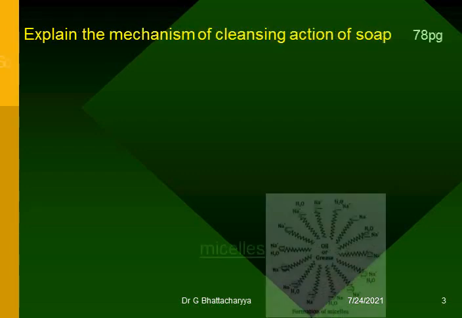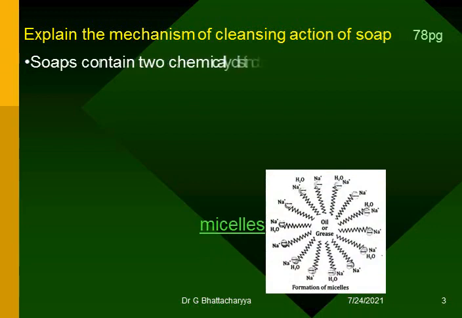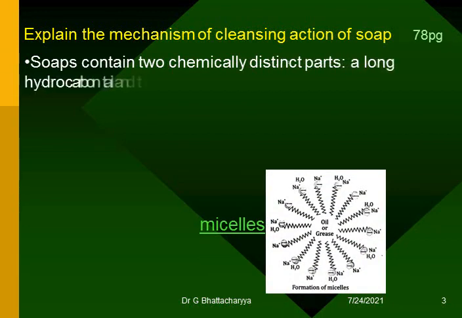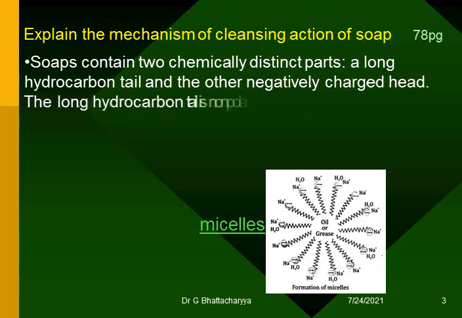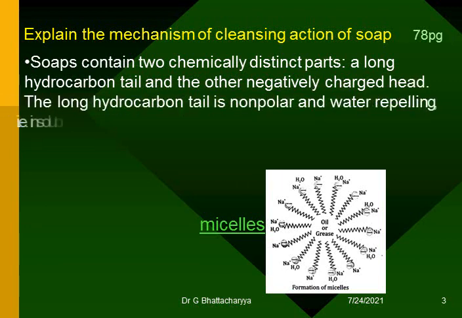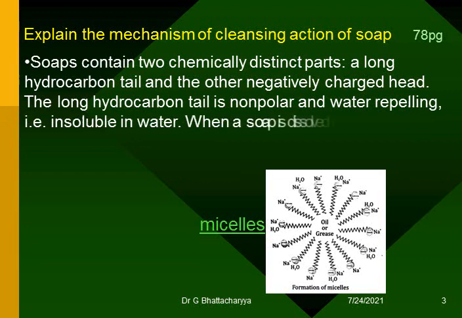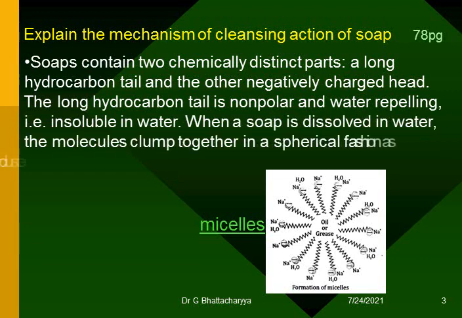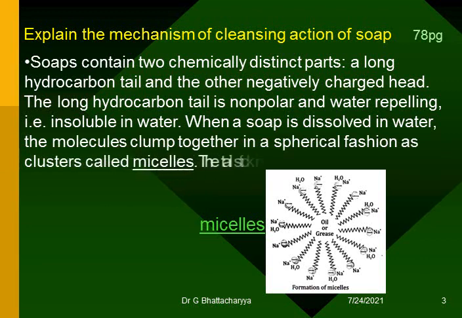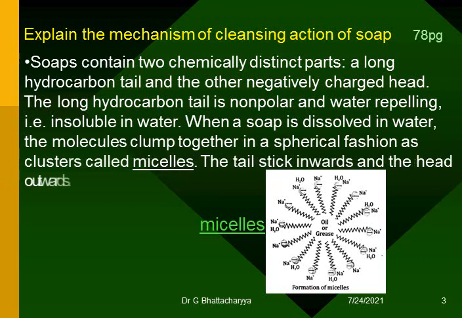Explain the mechanism of cleansing action of soap. Soaps contain two chemically distinct parts, a long hydrocarbon tail and the other a negatively charged head. The long hydrocarbon tail is nonpolar and water-repelling, that means, insoluble in water. When a soap is dissolved in water, the molecules clump together in a spherical fashion as clusters called micelles. The tails stick inwards and the heads outwards.